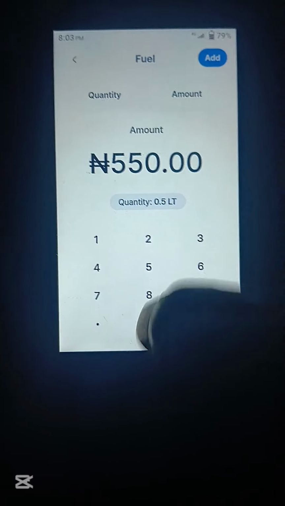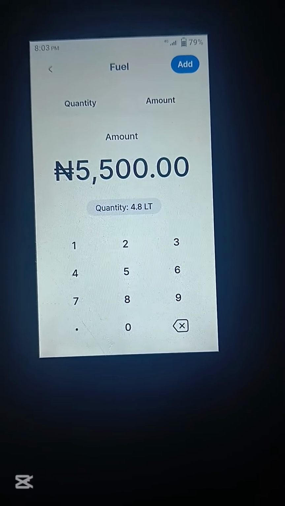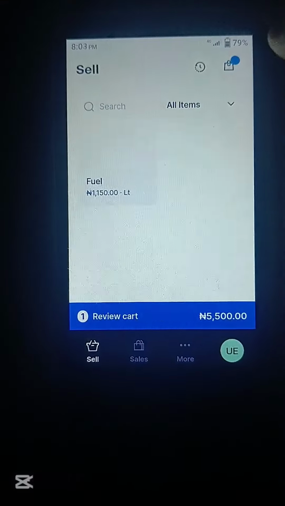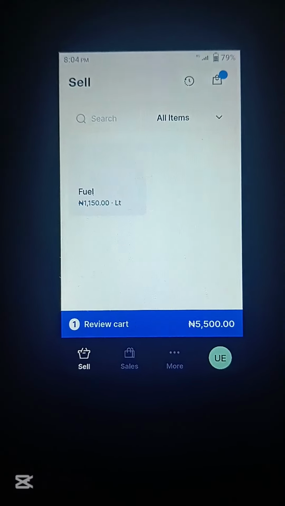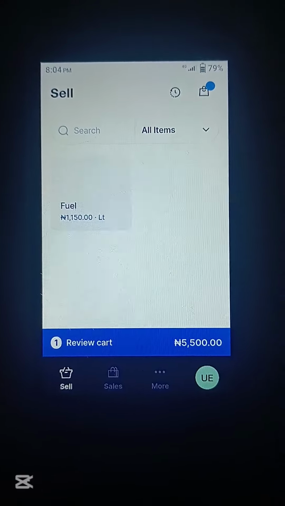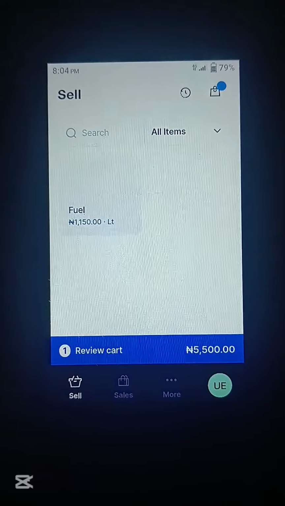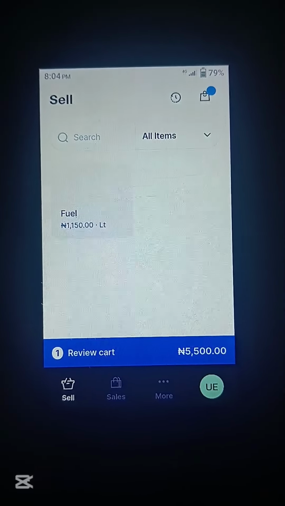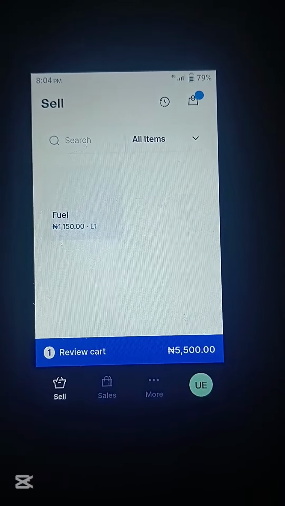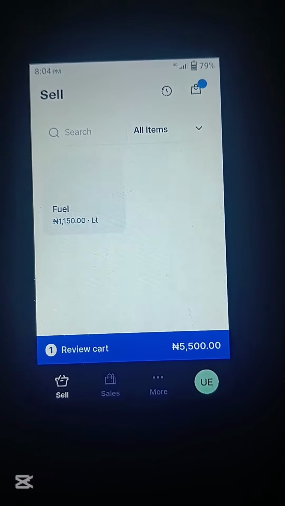Let's say we're buying for 5,500, so the amount will be 4.8 liters of fuel that we're giving to that person. So we can now add it, and we can go ahead and purchase that product. Now let's go back and see the gas station for CNG gas. On that one, I'm going to put it on 0.00 for the unit precision, so that you see how it will look whenever we are adding either the amount or the quantity of the product.